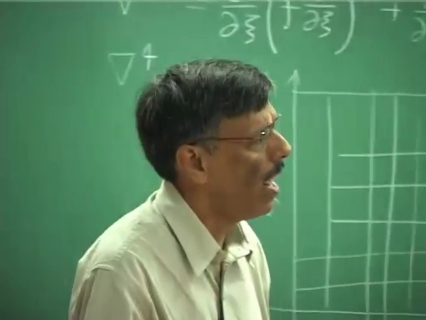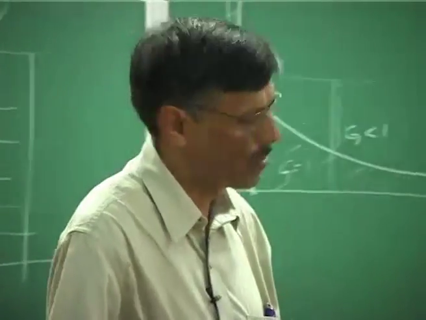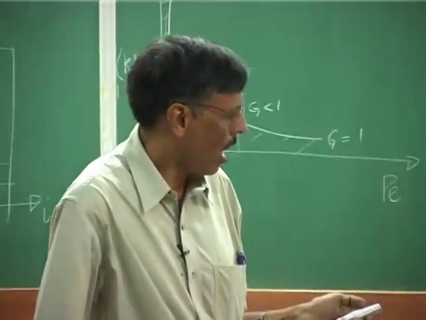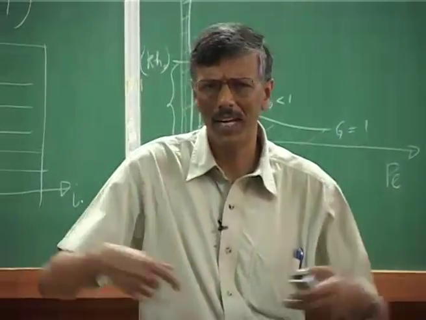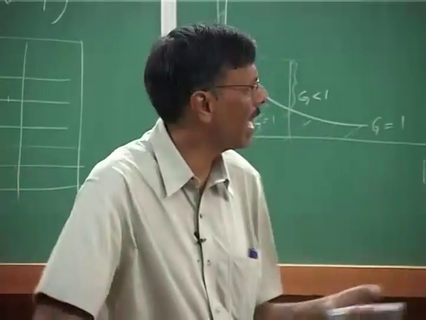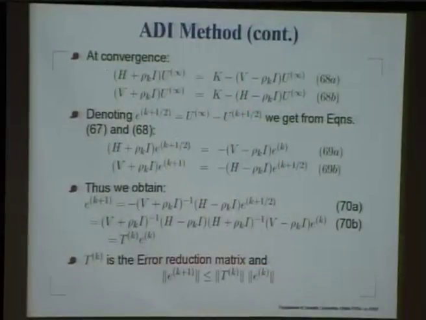So, if I have chosen those half steps and rewritten those equations, but now I am saying look, I have performed, let us say, an infinite number of such operations. Okay. Once I have done that many operations, then I do not write k plus half, k, etc. Everything is at convergence, they have become indistinguishable on the left hand side and right hand side. So, this is what we get. 68A and 68B are the status of the system at convergence.